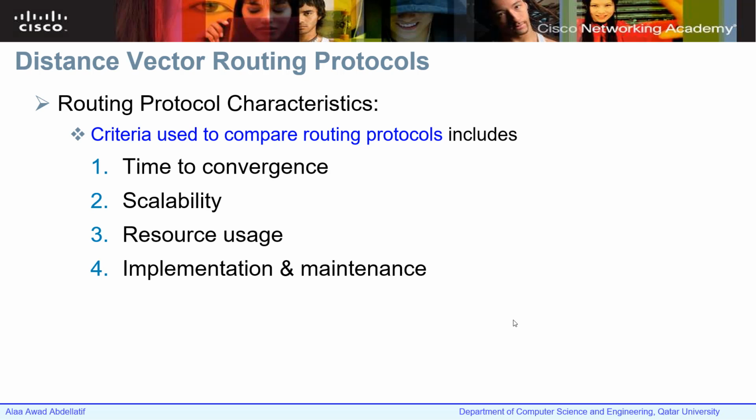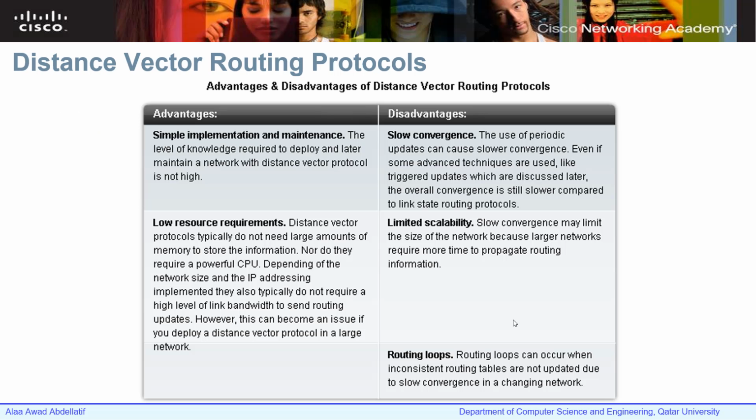For example, in your project, if you decided to compare different routing protocols, the first two things you should use are the time to convergence, to see whether it takes a large time to converge or not, and scalability. The two other metrics will be difficult to identify in simulation. But the first two metrics can be easily used to compare any group of routing protocols.